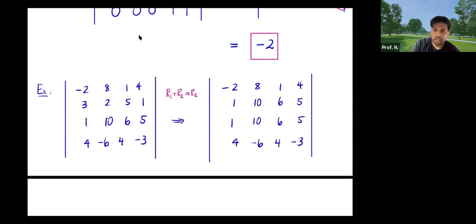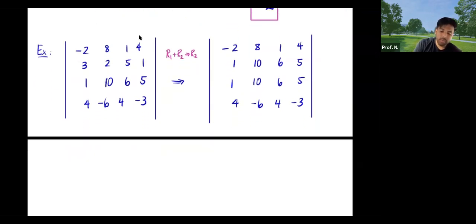What did I just do? I just added the first row with the second row. That's all I did. In doing so, I get 2 rows that are repeated. They're the same. So you're like, wait, what? Who cares about that? Well, if I apply this elementary row operation, did I affect the determinant in any way?